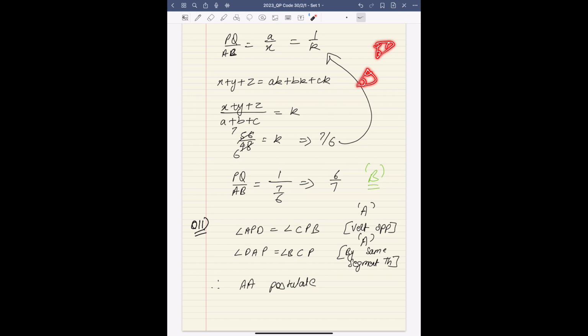These two are equal. Obviously, the third one has to be equal, so 180 minus the sum of the other two. So it will give you the same value. Hence, by the AA postulate, triangle ADP is similar to triangle BPC, right? So our answer will be option B. Okay, moving on.